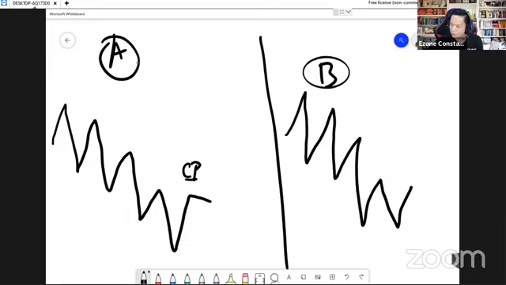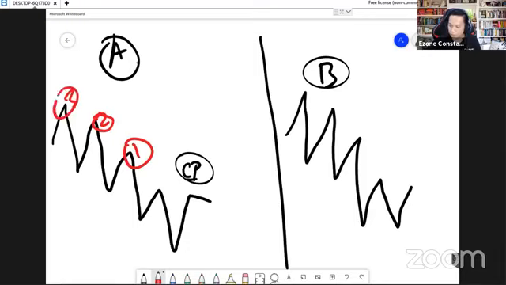Okay, so let's begin with section A first. Assume that this is the current price right now. What I'm going to do is I'm going to do level 1, level 2, level 3.